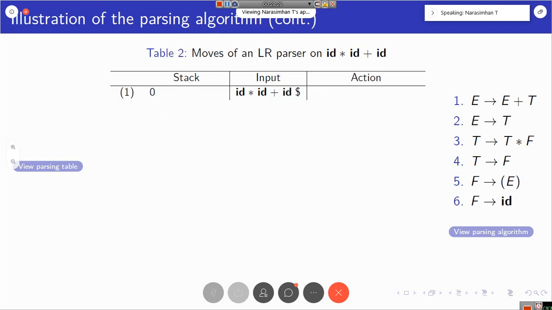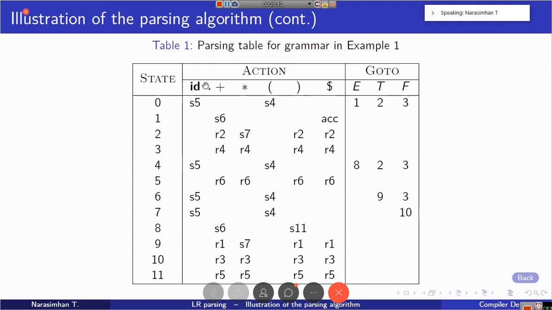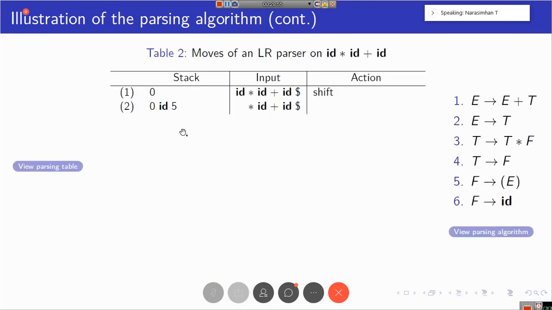So this is the initial configuration. You have initial state 0 in the stack, and the current input symbol is ID. So you need to check for the combination 0 and ID. 0 and ID is S5. So you need to shift, and the next state is 5. Both the input symbol and the next state will be pushed into the stack. So ID and 5 both are pushed into the stack.